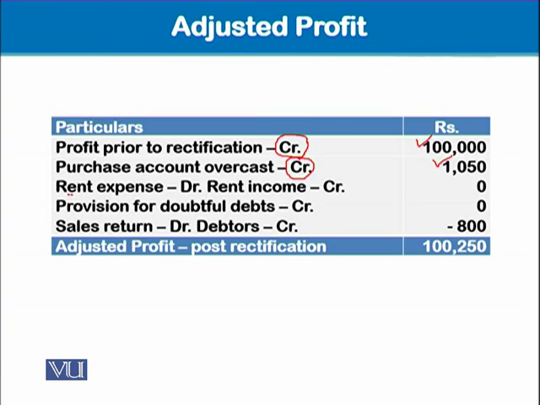You see, this rent expense and rent income both are nominal accounts. One is being debited and the second one is being credited. So it means their effect is being cancelled. So no effect on the already recorded profit.